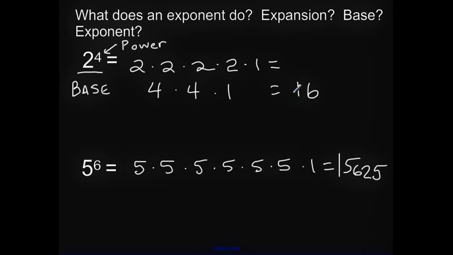I get 16. 5 to the 6. Now 5 is the base and 6 is the exponent. So that means I have 1, 2, 3, 4, 5, 6 5's and my multiplicative identity, which is 1. I multiply all these together on my handy dandy calculator. Work smarter, not harder. I get 15,625.